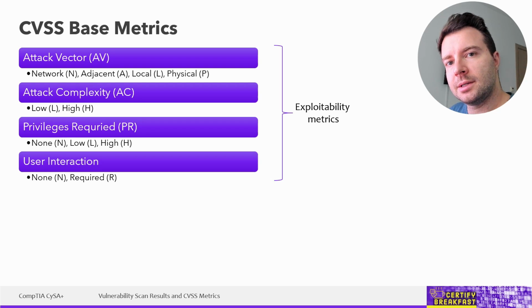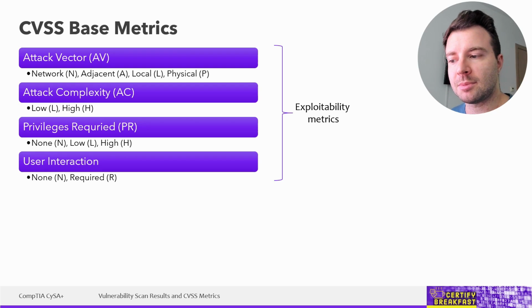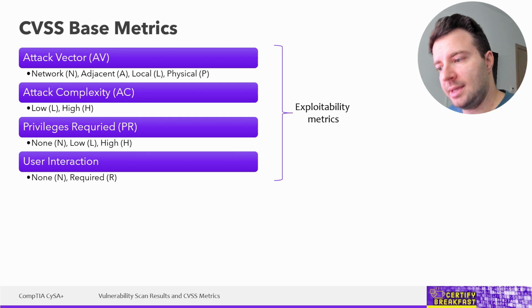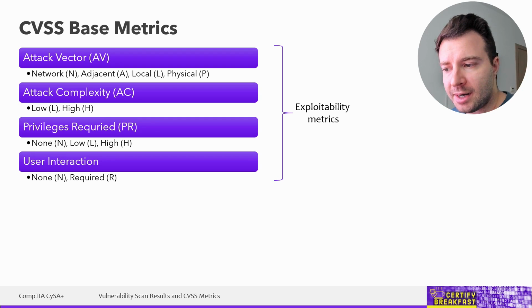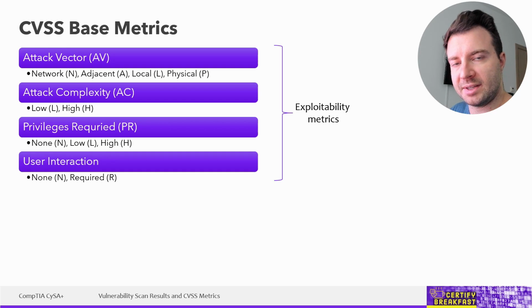User interaction describes the requirement for some other human, other person, other than the attacker, to interact and to participate in the successful compromise of that vulnerable component. Well, of course, the metric of none is going to describe the fact that the system can be exploited without any interaction from any user, while a metric of required means that the successful exploitation requires some user to take some action before that vulnerability can be exploited. One example here would be the requirement for a user to double-click a file or to install a piece of software on their machine or to click a link that redirects them to a specific web location.